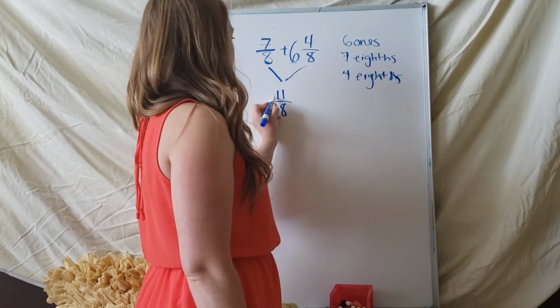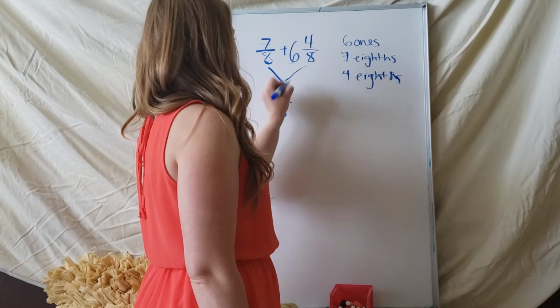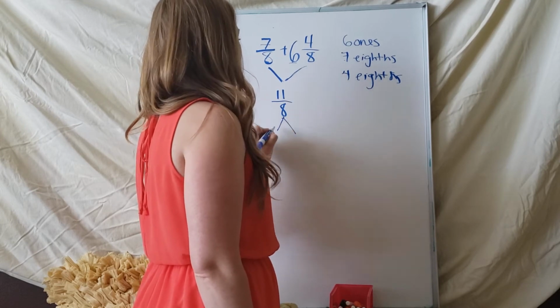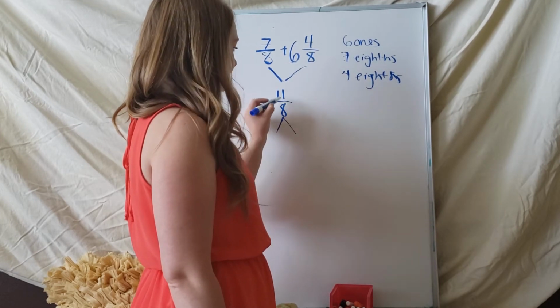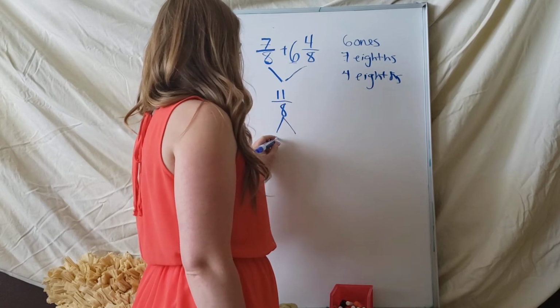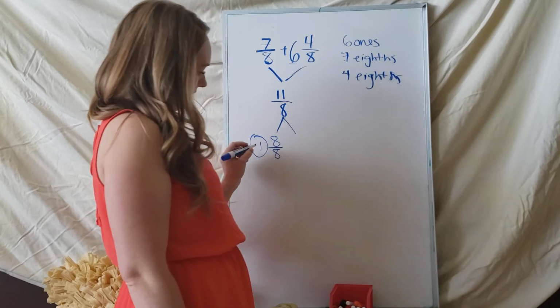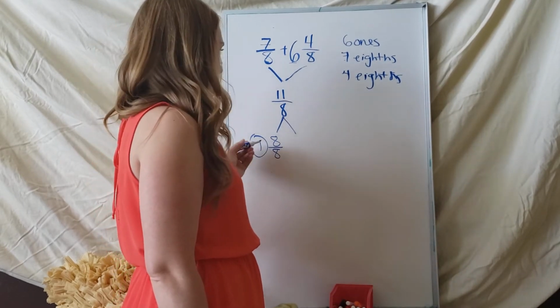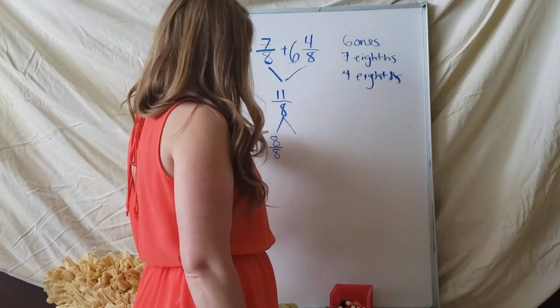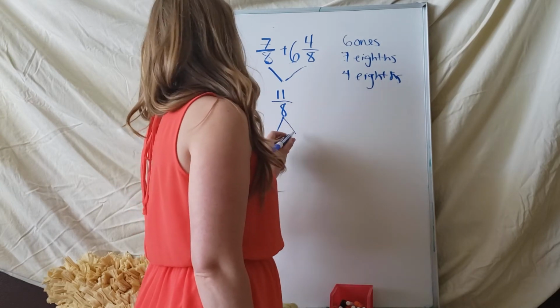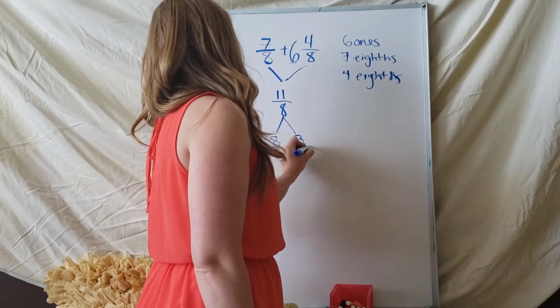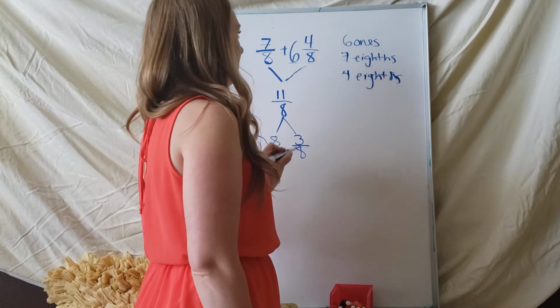So how I would do that is I put them together and now I'm going to break them apart. We want to make a whole. So I'm going to pull out 8 8s first to make one whole. Put a 1 in a circle there to remind me that that's one whole. Now 11 minus 8 is 3. So I have 3 8s left over.